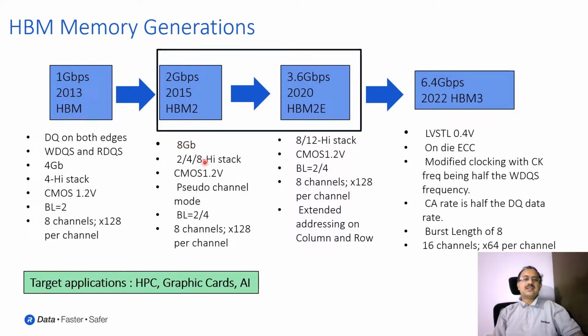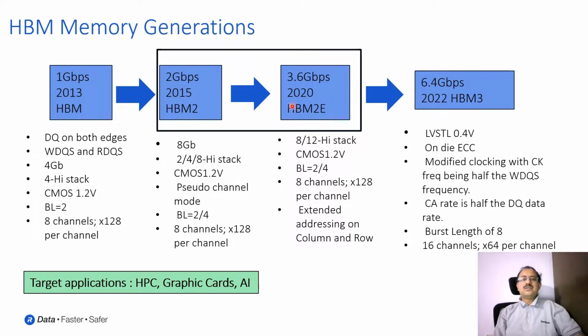And then the next generation came, the speed had already doubled. The capacity has doubled. And the stacking also went all the way up to 8 high stack. And the introduction of burst length was 4. So from generation 1 to 2, we can see that the speed has increased, the capacity has increased, and also the throughput bandwidth in a way has increased. Also introducing the pseudo-channel mode is again another way of increasing the amount of parallelism.